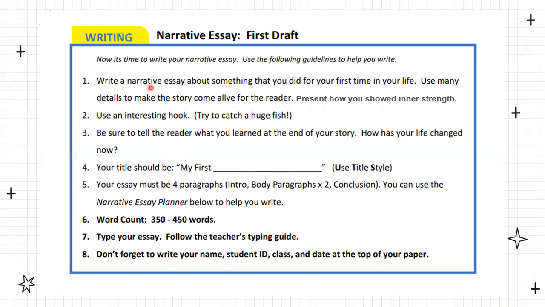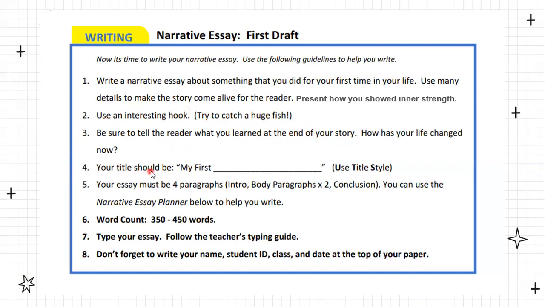So you're going to write your own narrative essay about something that you did for the first time in your life. Okay? You have to use many details to make the story come alive for the reader. Present how you showed your inner strength doing this for the first time. Use an interesting hook for sure. Try to catch a huge fish. That's a joke. Be sure to tell the reader what you learned at the end of your story. So this is in the conclusion. And how has your life changed? For sure, you will write all the elements of the narrative essay. So you refer to that organizer, okay?